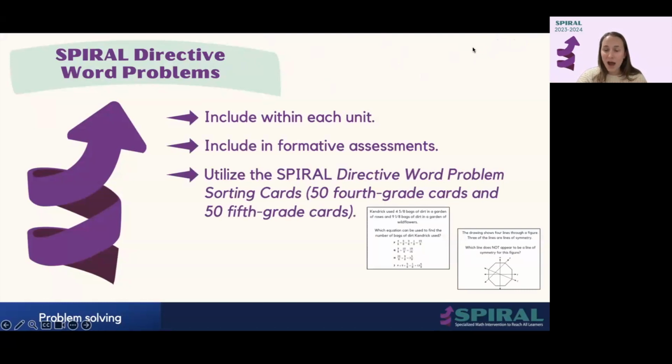And we also have directive word problem sorting cards available for you. So we have routine word problem sorting cards. Those are ones that on the back say T for total, C for change, etc. But all of our word problem cards that say no schema on the back are examples of directive word problems. So if you need a resource that's ready to go tomorrow related to directive word problems, you can pull out those sorting cards that have no schema written on the back.